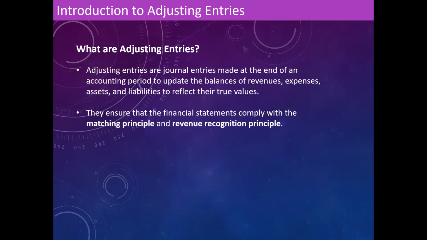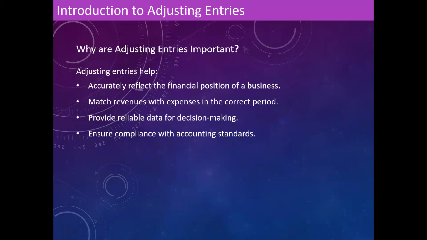Still a little confusing, so let's take a look at a couple more things here. So this is why we do them. I kind of mentioned that already, but we want our statements, our income statement, our balance sheet, and our statement of retained earnings or stockholders' equity to accurately reflect our financial position. We want to match our revenues and our expenses to the correct time period. We want to provide reliable data so that the decision makers, the people using this information, can make good decisions with it. And we want to make sure we're following accounting standards and applicable tax laws.